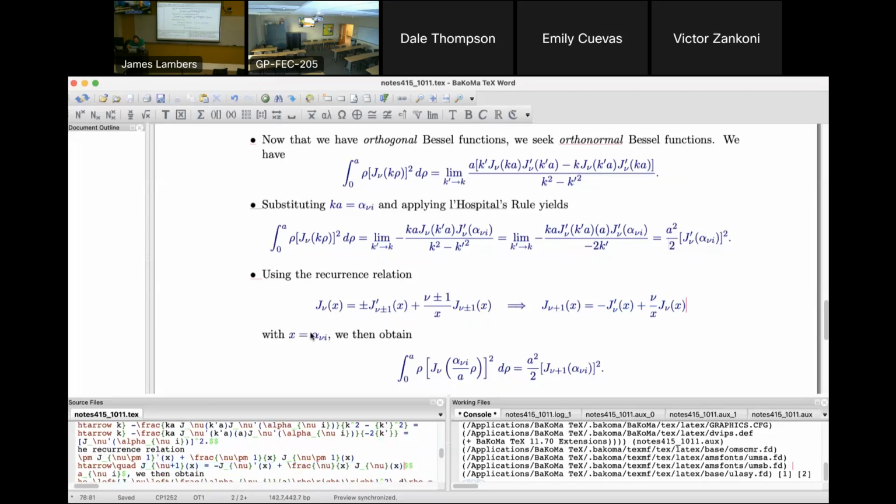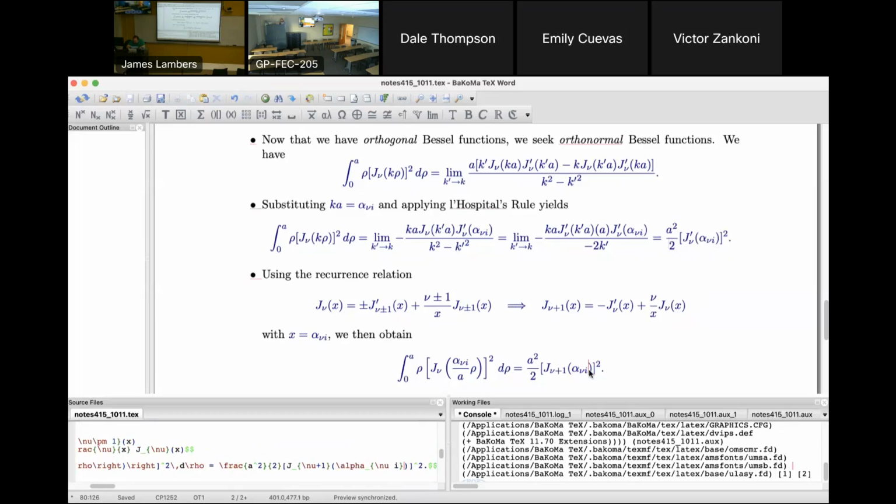But then I'm going to set x equal to a zero of J nu. So if I plug that in here, here, and here, x is therefore a zero of J nu, so that term's gone. So J nu prime of alpha nu i is the same as J nu plus 1, no derivative at that point. And the other is a minus, but the whole thing gets squared. So this is what we'll use to help us normalize these Bessel functions.